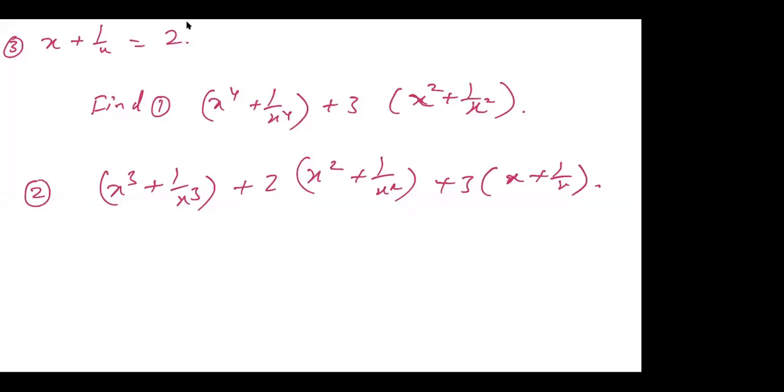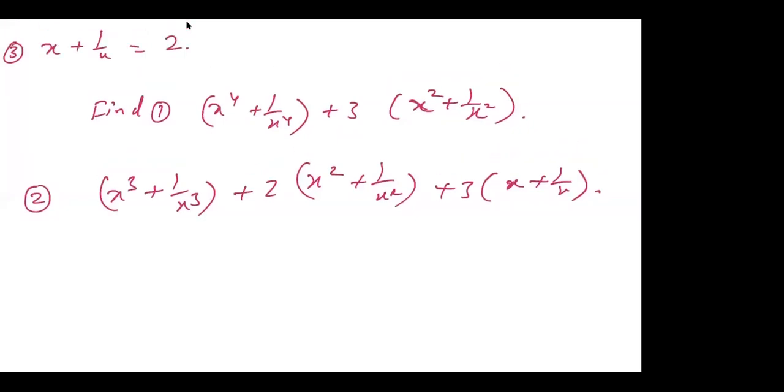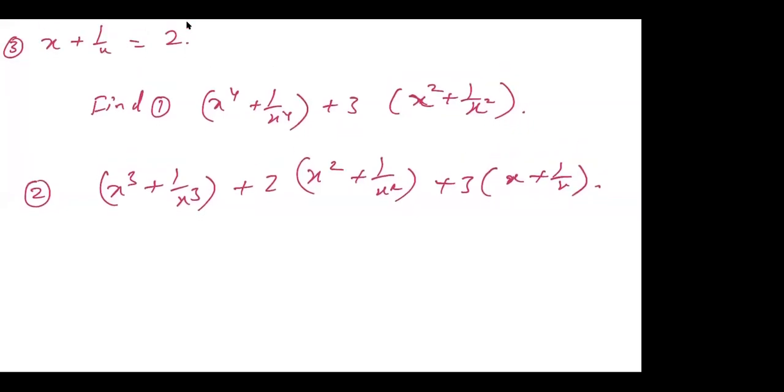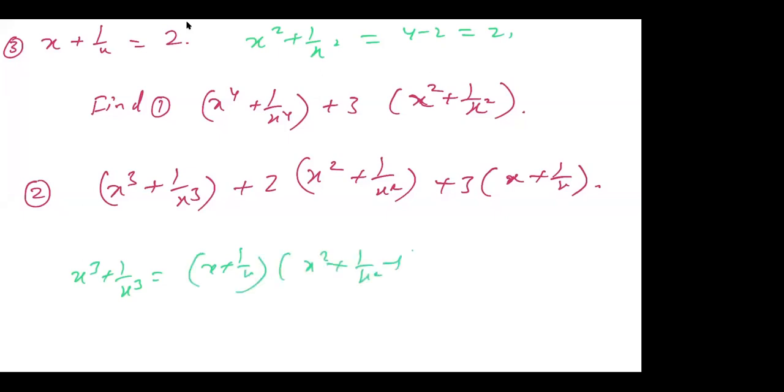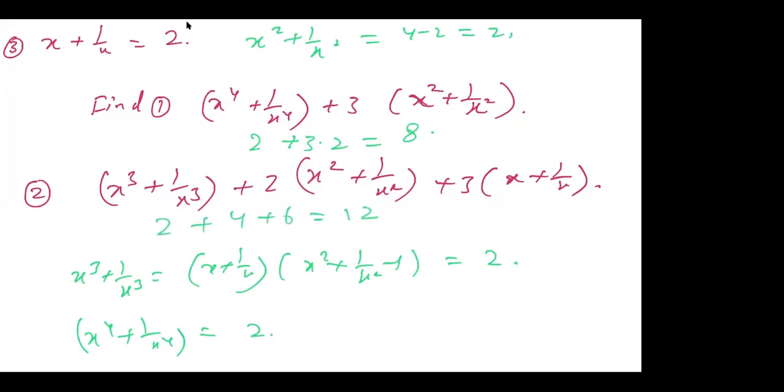Okay, to start, see, x square, right, in this question, we can see squaring both sides, so x square plus 1 by x square is again coming as 2, right, plus 2 will be 4 then, and x cube plus 1 by x cube is x plus 1 by x into x square plus 1 by x square minus 1, is coming as 2, and x to the power 4 plus 1 by x to the power 4 is again coming as 2. So this will be 2 plus 3 into 2, 8, and 2 plus 4 plus 6 is 12.